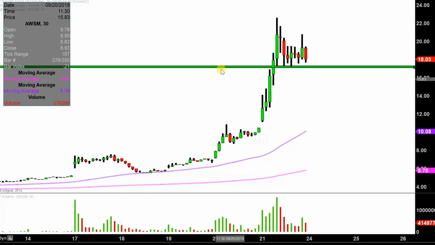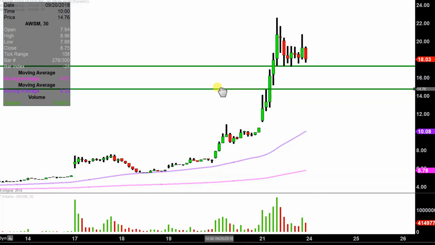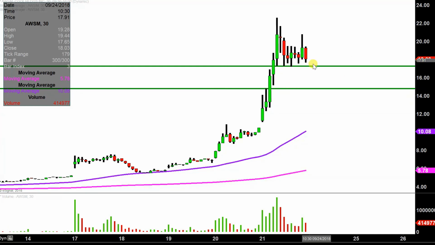In the event that level cannot hold, next area to keep an eye on, or at least I'm more so talking to myself, because these would be the levels I'll be watching. I did trade this one today, so from a disclosure standpoint, I don't own any shares right now. I did trade it, and I am interested in potentially trading it on Monday. So like I said, I'm talking to myself here in terms of the levels that I'll be watching. Definitely the first level I'll keep an eye on is 17.25.